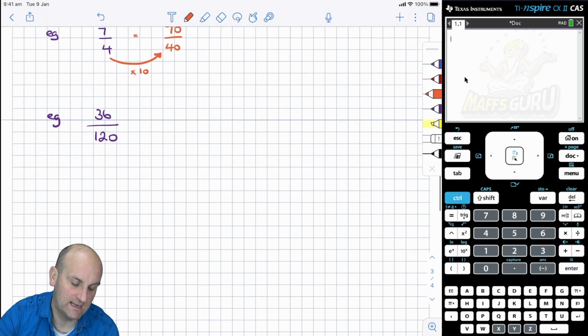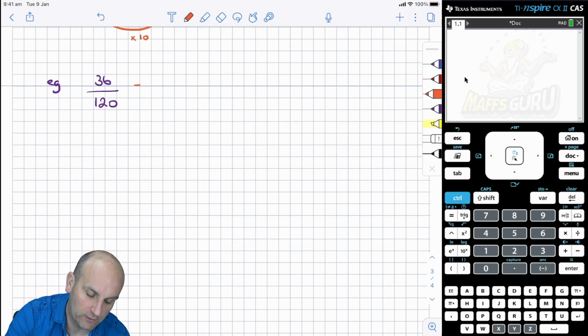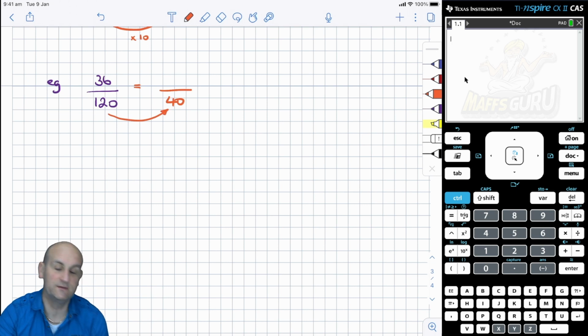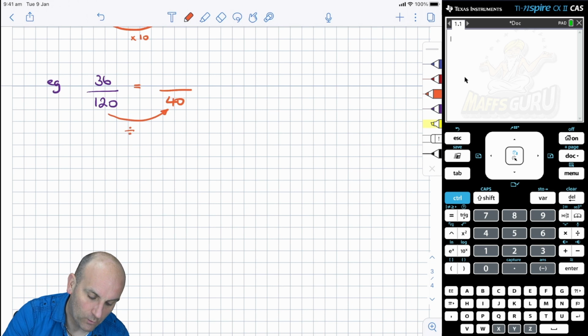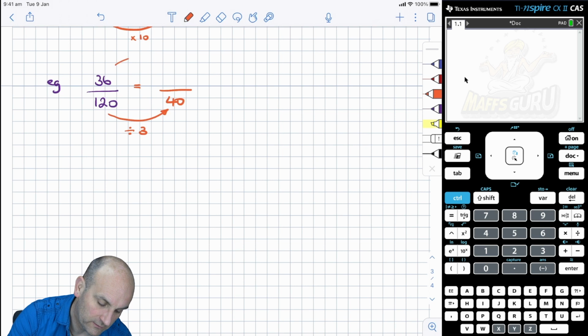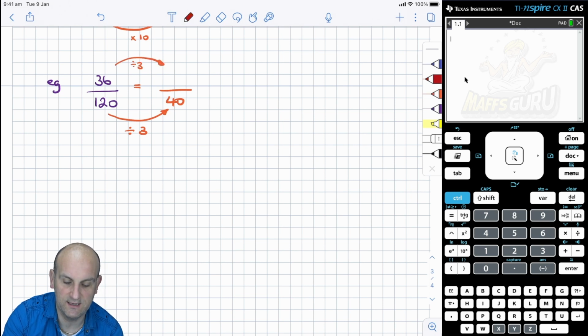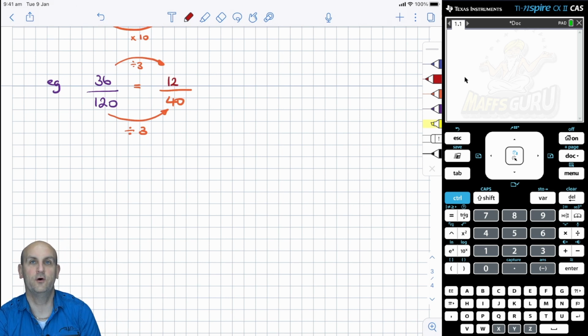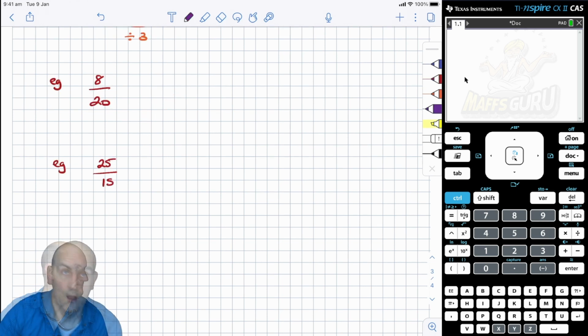This one here is a little bit of a trick. Do you see what they've done? They've got you so used to doing it that way, you've got to then say, well, how do I now get from 120 to 40? Because I'm getting from a bigger number to a smaller number, I'm going to divide. So what do I divide by? 4, 8, 12, I divide by 3. So I'm going to do the same here. I'm going to divide by 3. 36 divided by 3 is 12, and we have 12 on 40. Yes? Easy peasy lemon squeezy. We love this. All right, last 2 examples now.